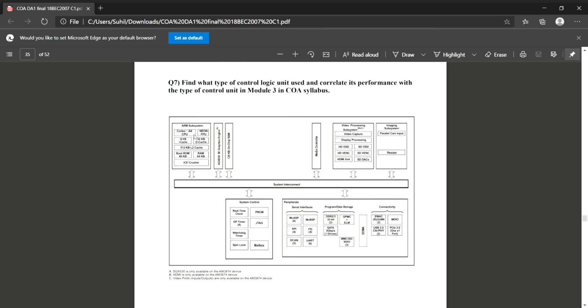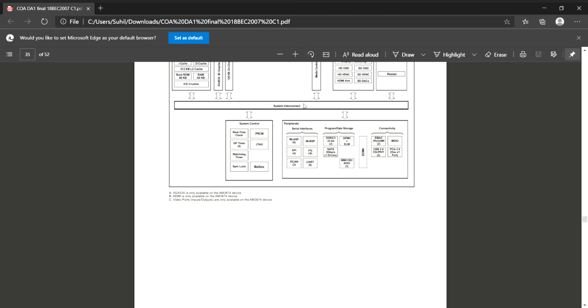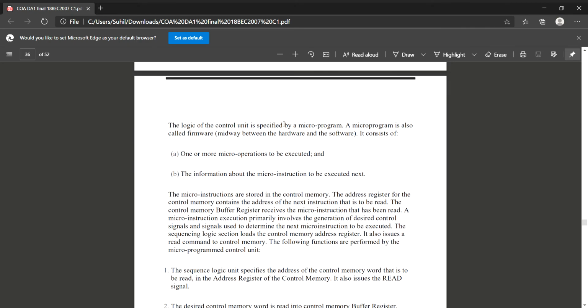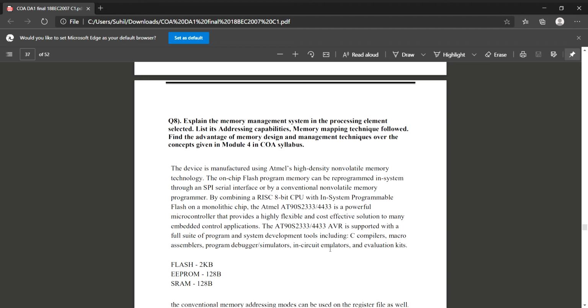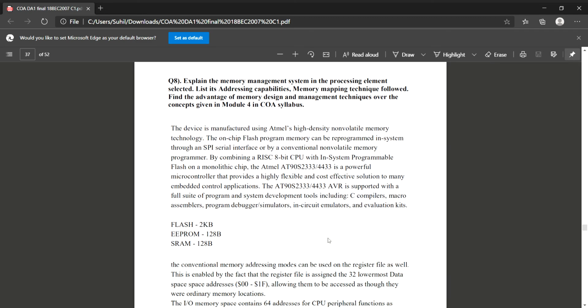Next, I'm going to find what type of control logic unit is used and correlate its performance with the type of control unit. The logic of the control unit is specified by a microprogram. A microprogram is also called firmware. It consists of one or two micro-operations to be executed and the information about the micro-instruction to be executed. Next, we'll move on to the eighth question.